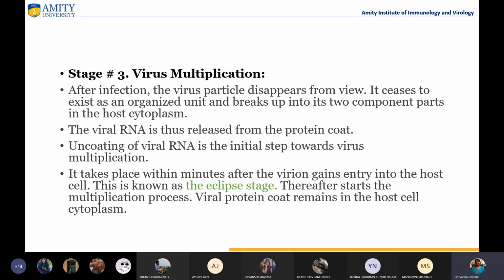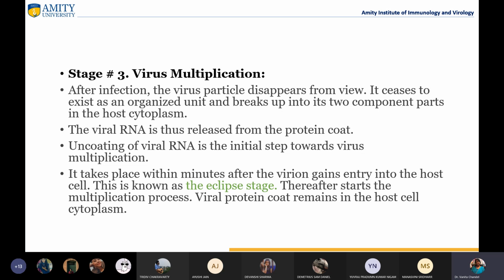Now it takes place within minutes after the virion gets entry into the host cell. This stage is known as the eclipse stage. That means the virus has got entry and now for some time nothing happens, and thereafter it starts the multiplication process.